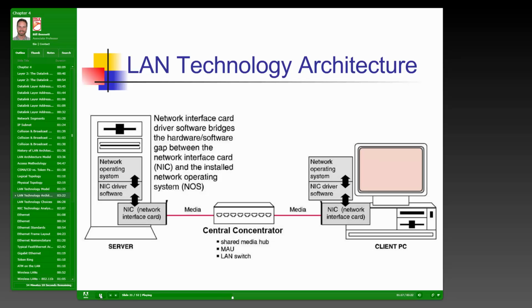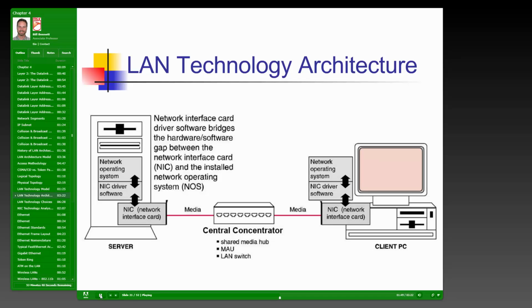So you have to have a driver installed for the network card, and that does the translation then between the network operating system and the network interface card. And so that's what gives the network operating system the ability to communicate with the network interface card and send messages to it. Then the network interface card packages the message from the network operating system into a frame, or cell in the case of ATM. And so the data link layer is actually part of the network interface card.